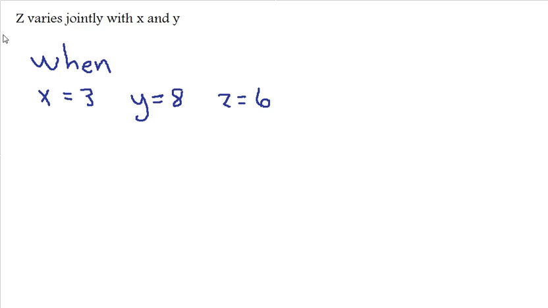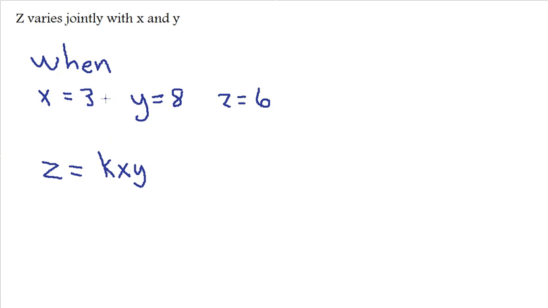Step 1, z varies jointly with x and y. Kind of like varies directly, similar with jointly. So it's going to be k times x times y. Okay, that's the general equation for z varies jointly with x and y.